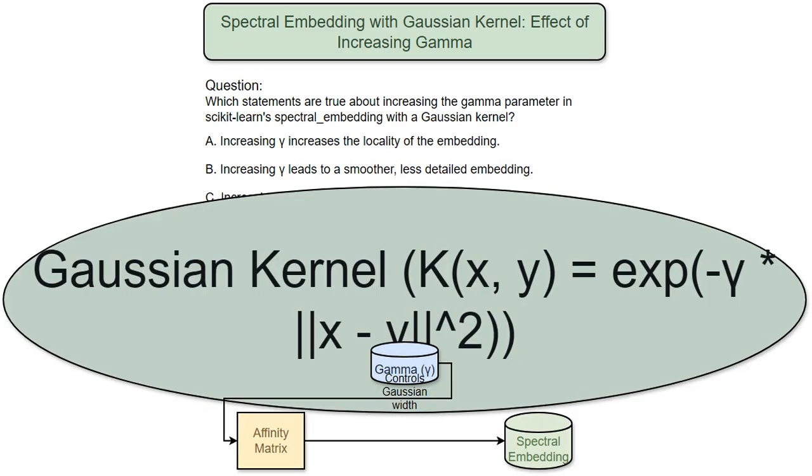It's a mathematical function representing similarity between two data points, x and y. The double bars, x, y, represent the distance between them, which is squared. Gamma is multiplied by this squared distance. The result is then exponentiated. Essentially, this function gives high similarity values when points are close and low values when far apart. Gamma controls how fast this similarity decreases.